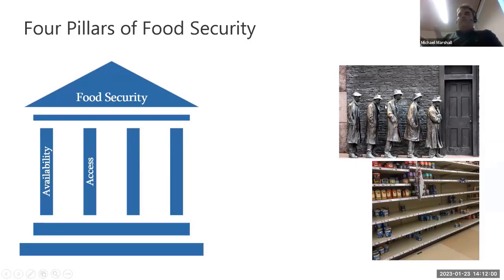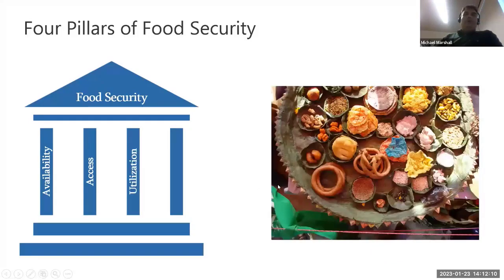from the United States. I'm from the US originally, the US Great Depression, where people had to stand in line for food and drink because they couldn't afford to buy it themselves. And then you have utilization. Utilization deals with the quality of food, the nutritional quality. Say, are you getting enough vitamins?